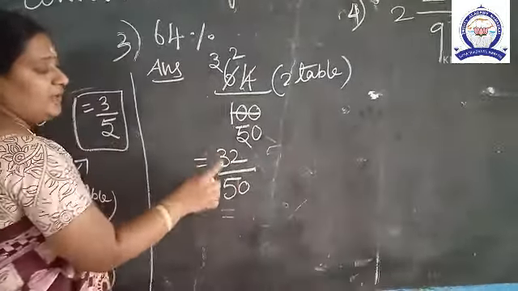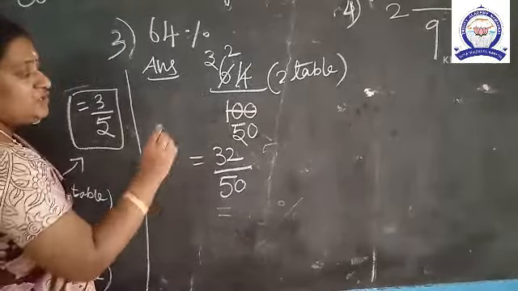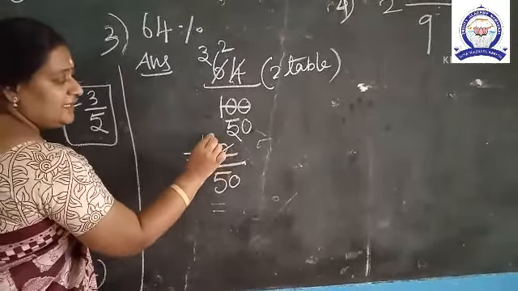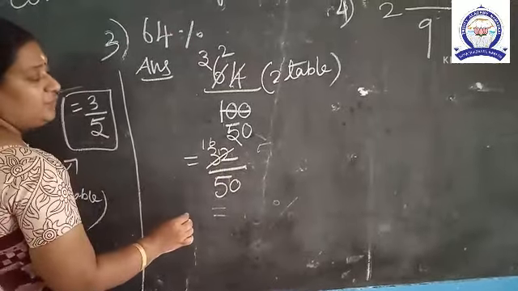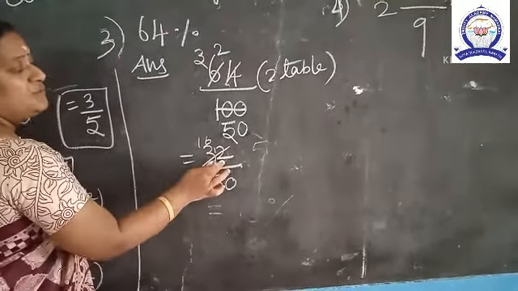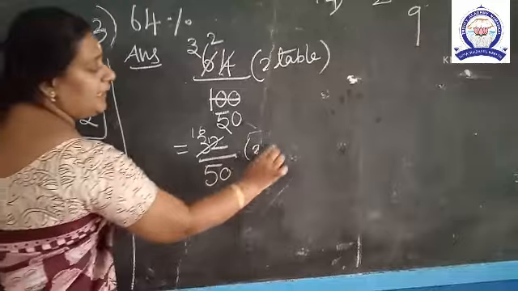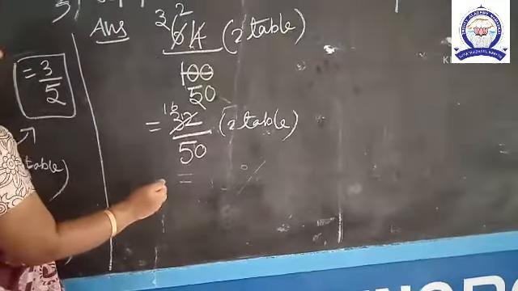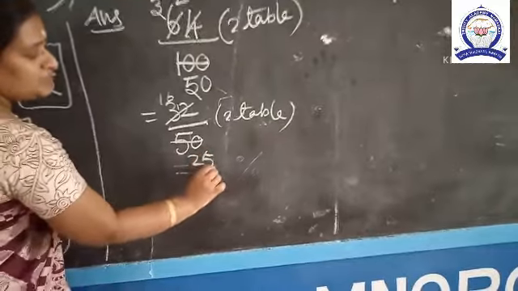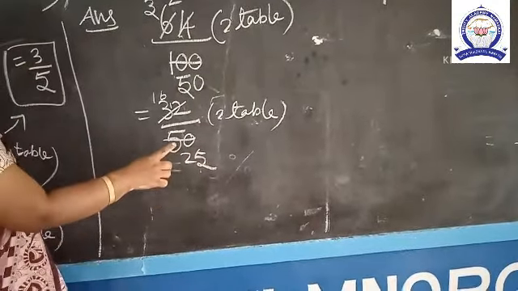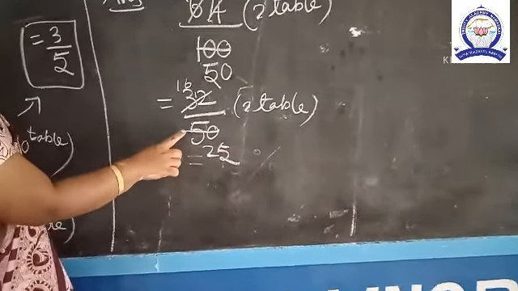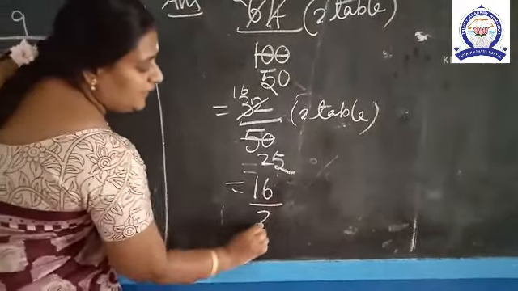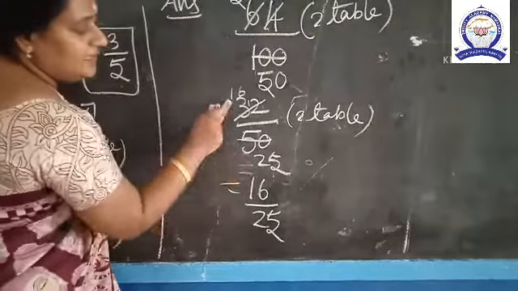Again it is a numerator, denominator even number. So 2 table cut பண்ணலாம். So 1 3s are 3, balance 1. 6 2s are 12. So 16 2s are 32. Again 2 table. So திரும்ப 2 table cut பண்றோம். 16 2s are 32. 25 2s are 50. சரியா? So 16 by 25.